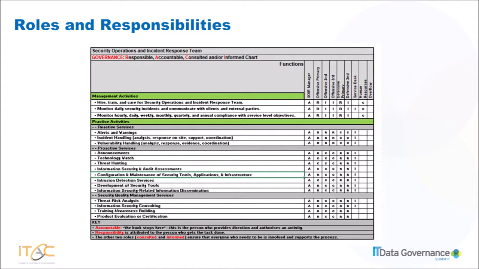To help our analysis, I've included a RACI chart here of the Security Operations and Incident Response Team. It outlines the reactive, proactive, and security quality services along with the manager's responsibilities.